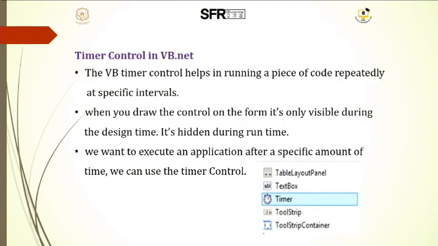Timer control in VB.NET. The VB timer control helps in running a piece of code repeatedly at specific intervals. When you draw the control on the form, it's only visible during design time. It's hidden during runtime. If we want to execute an application after a specific amount of time, we can use the timer control. Once the timer is enabled, it generates a tick event handler to perform any defined task in its time interval property. It starts when the Start method of the timer control is called, and it repeats the defined task continuously until the timer stops.